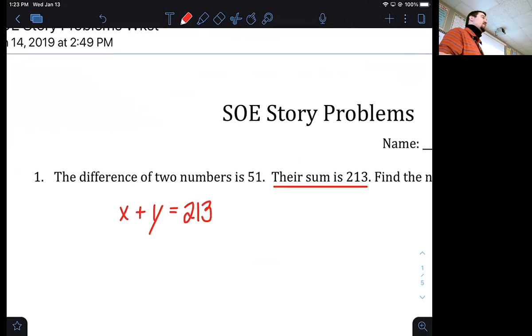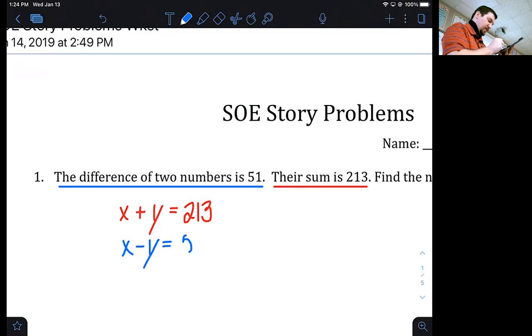Good. Levi Shoemaker, what do you think the next one will be? X minus y is 51. There you go. Yeah, the difference means to subtract them. The difference of those two numbers, x minus y, equals 51. Question? How do we know that it's x minus y equals 51 and not y minus x?